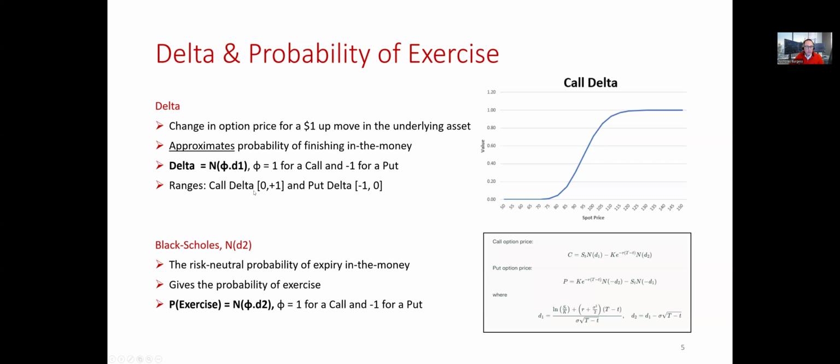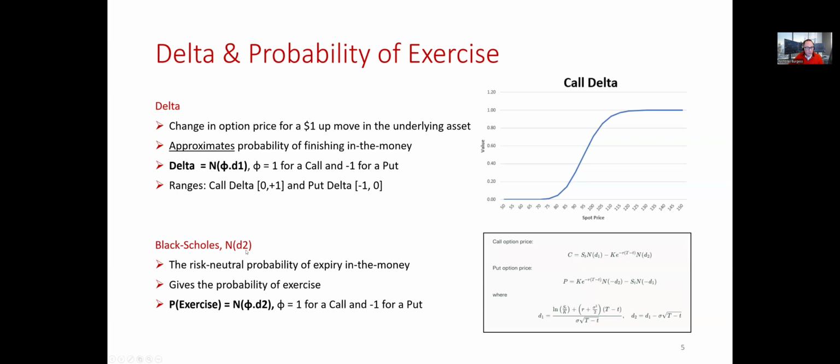Calls gain value if the prices increase, and puts lose value if prices increase, or rather they gain value when the price decreases. Hence the sign difference there. So calls have positive deltas, puts have negative deltas. So that's the delta. It's measuring the change in option price for a $1 up move in the underlying asset.